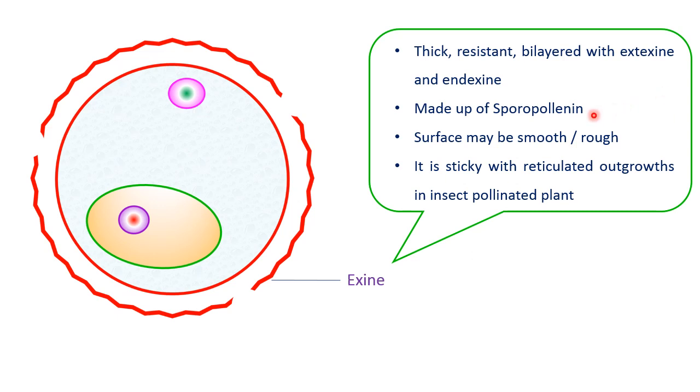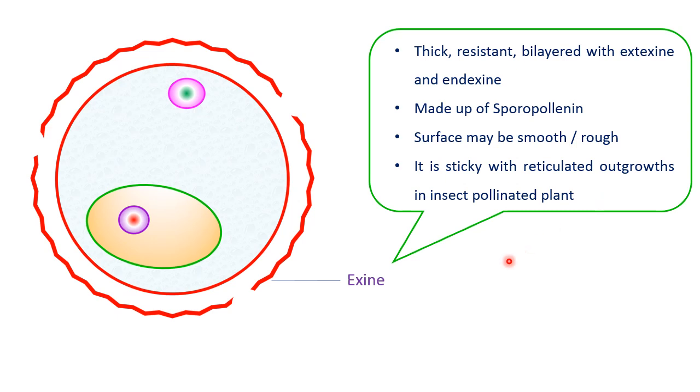The surface of the exine may be smooth or rough. In case of insect pollinated species, it is sticky with reticulated outgrowth which helps for the dispersal of pollen grains.